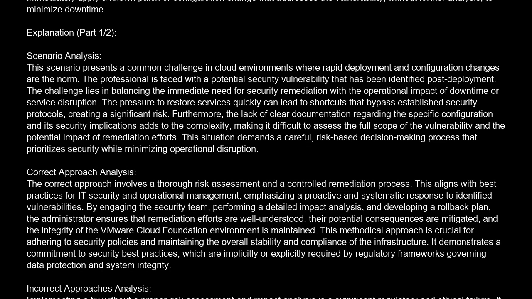The correct answer is A. Immediately apply a known patch or configuration change that addresses the vulnerability without further analysis to minimize downtime.